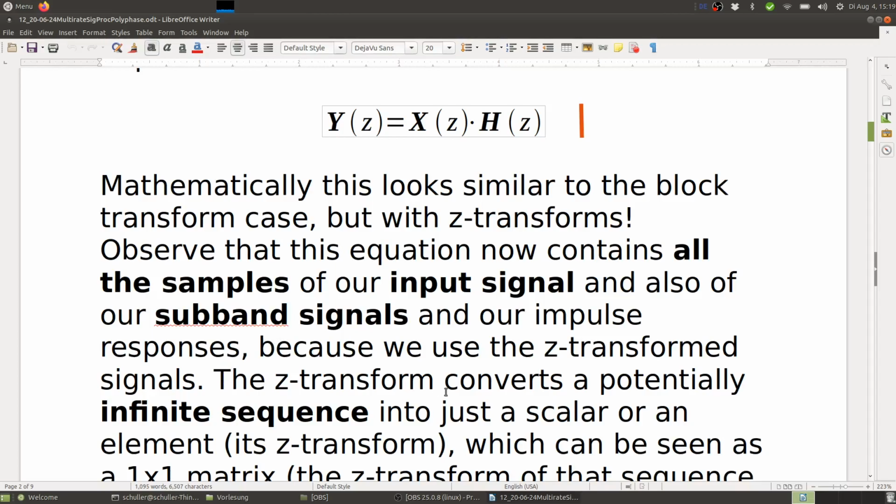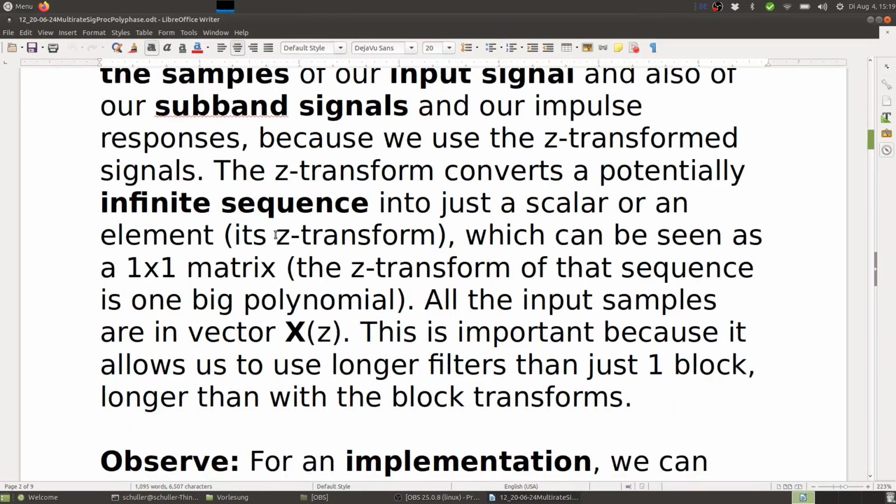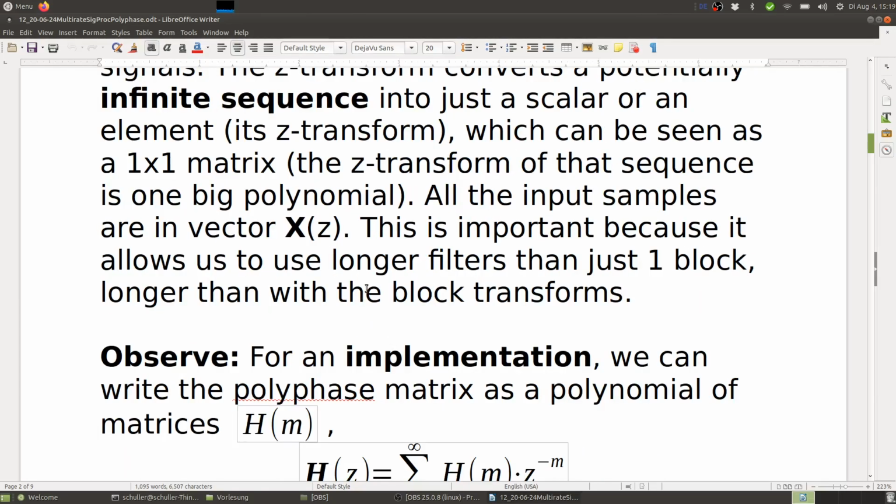The Z-transform converts a potentially infinite sequence into just a scalar or an element, its Z-transform, which can be seen as a 1-by-1 matrix. The Z-transform of that sequence is one big polynomial, so maybe we have a polynomial of order of several thousand. All the input samples are in vector X of z. This is important because it allows us to use longer filters than just one block, longer than with the block transforms, because there we apply the same principle of stuffing all the samples into polynomials using the Z-transform.